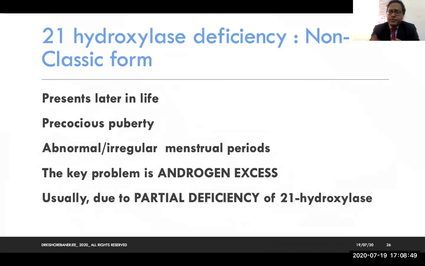And they can also present with excess sex steroids. And also the key feature in this is that the presentation is usually not immediate at birth, and not so severe. So sometimes they could be missed at the initial period and not diagnosed, because this condition is due to partial deficiency of the 21-hydroxylase. And the key problem later will be due to androgen excess only, so abnormal, irregular menstrual periods could be there, and precocious puberty could be present.